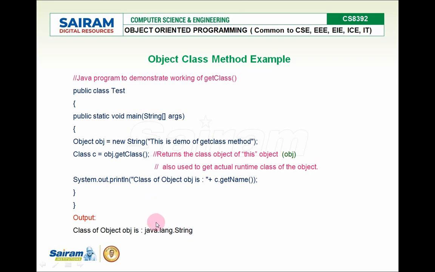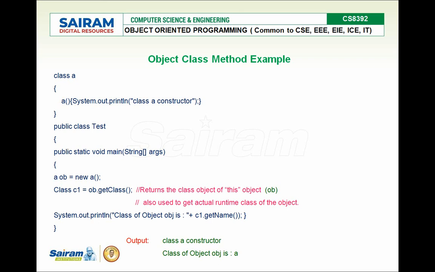This is a kind of program which is confusing you, so I changed this program in some other way. See the next example. Forget about the previous example. I have class A, my own class. Inside the class I have one constructor, and in the constructor I'm printing something with SOP: class A's constructor. I close the class and open a new class, public class test, public static void main. I'm creating the object for class A, and for creating the object I'm calling the constructor.